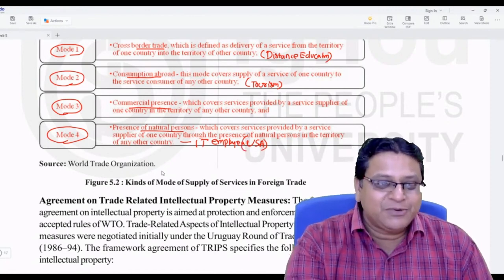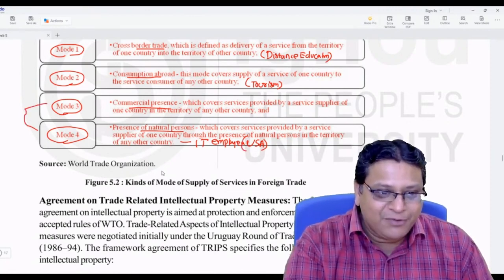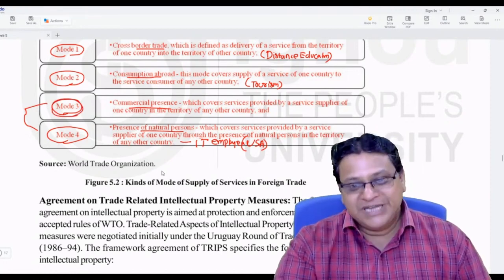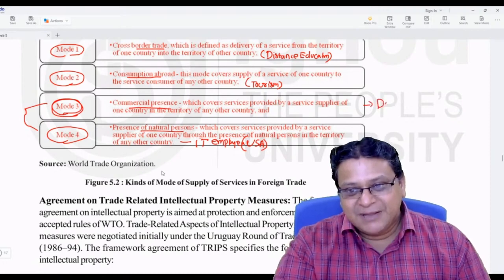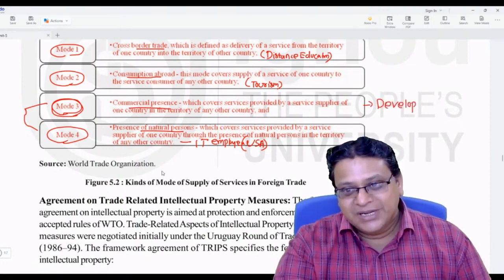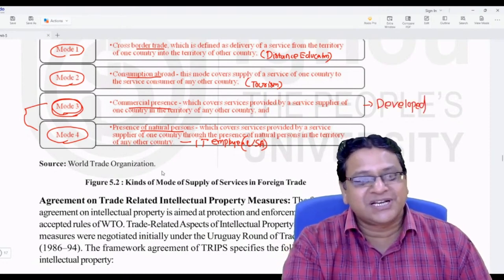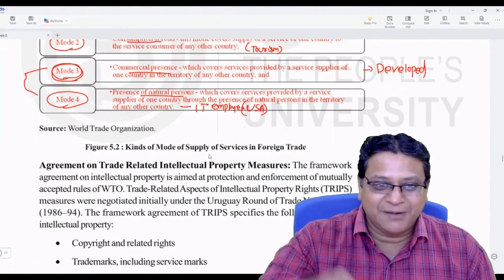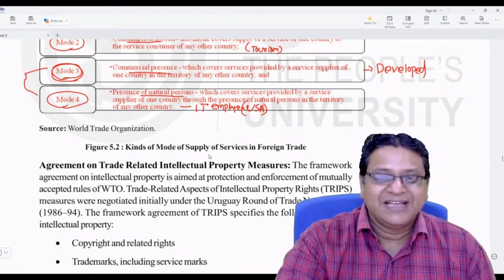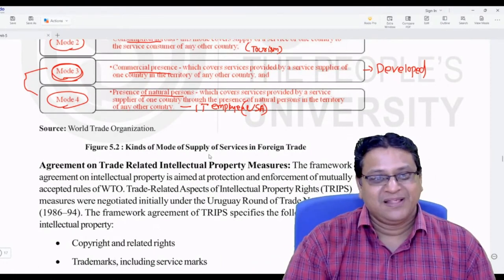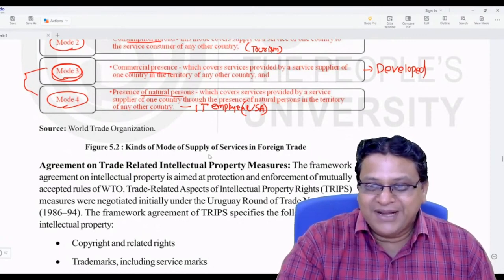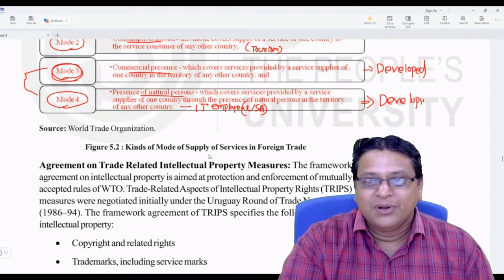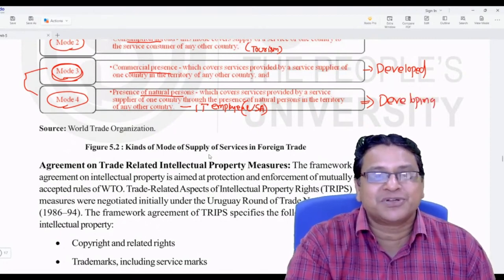The competition between developed countries and developing countries is over mode 3 and mode 4. Developed countries want developing countries to liberalize the rules related to commercial presence. They want to set up their business organizations in India and provide service. And developing countries want developed countries to liberalize mode 4 services.